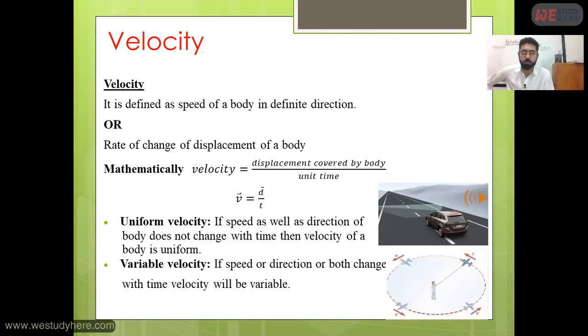Variable velocity: the velocity will vary if it is changing in direction or in speed or in both. For example, in this picture, you can see this car is going straight. If the speed of this car is increasing and decreasing, but the direction is the same, it is going in a straight line, then due to the change in speed, its velocity will be variable.